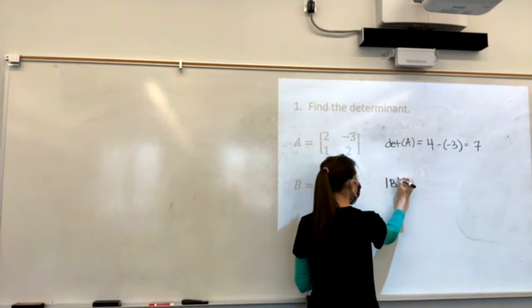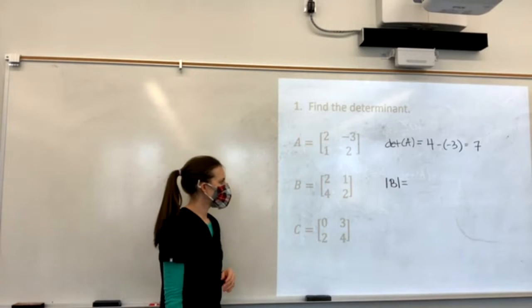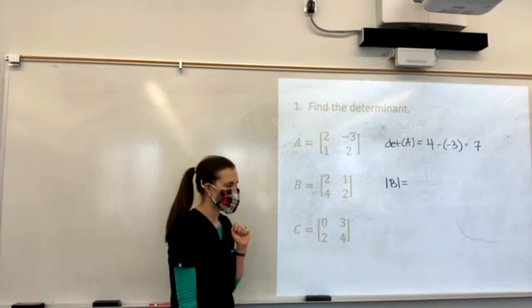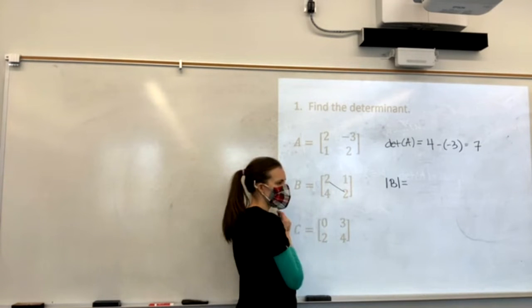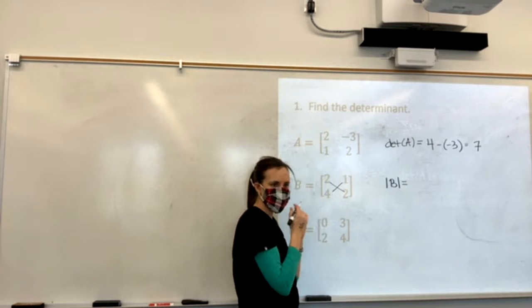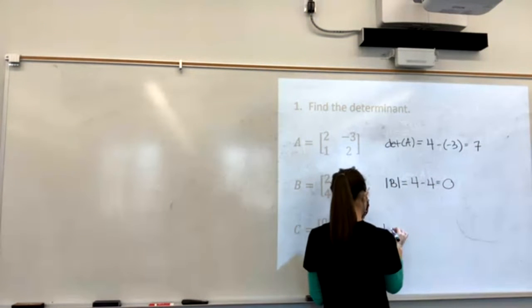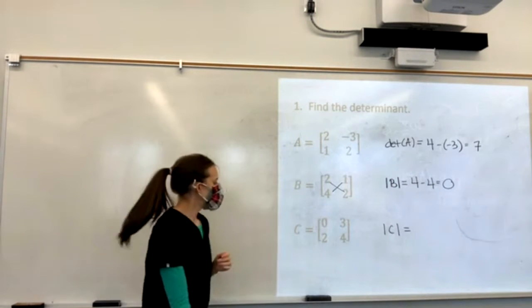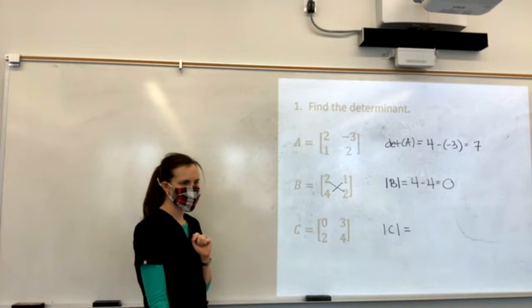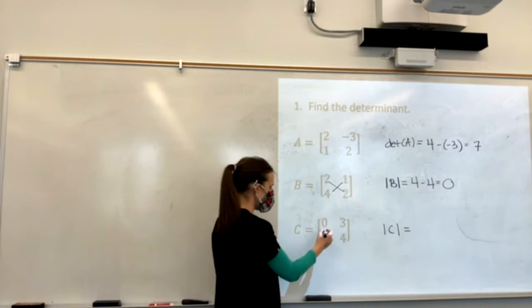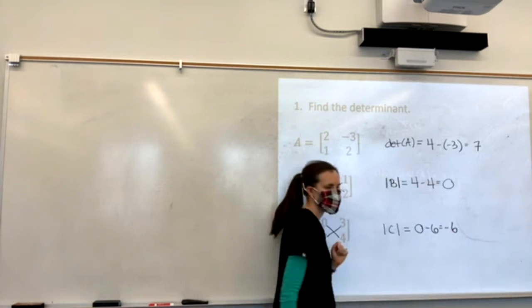I'm going to use that other notation just so you get used to seeing it. If I want the determinant of the matrix B, that'll be what minus what? 4 minus 4, good. So 2 times 2 gives me 4, minus 1 times 4 also gives me 4. So the determinant of B would be 0. And last one like this, what is the determinant of C? 0 minus 6, good. So 0 minus 6, or negative 6. Cool.